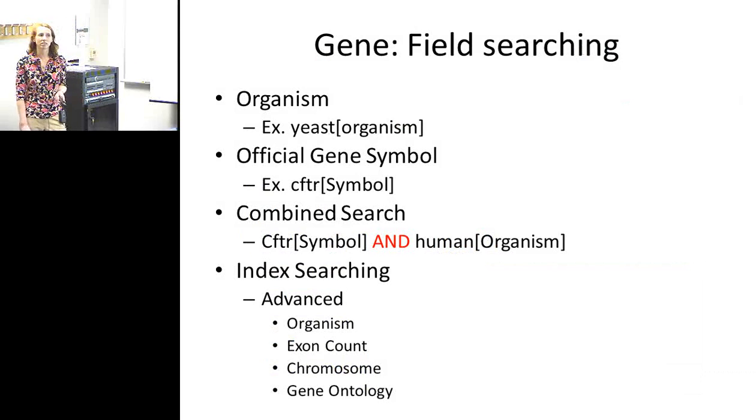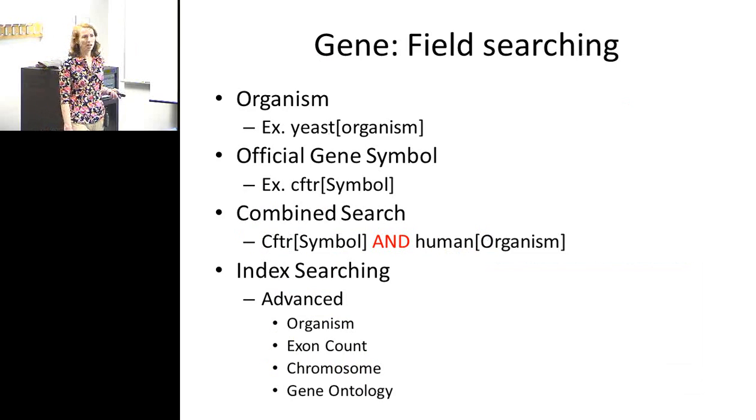So what I want to focus on is something you may be less familiar with, and that is ways to search Gene. And that would be field searching and index searching. Gene is actually a really great resource for doing field searching. So some great field searches would be to search in the organism field. So I have an example here. I have yeast and then organism in brackets following that. So you'd put that in the search box. So this is saying search for yeast specifically in the organism field.